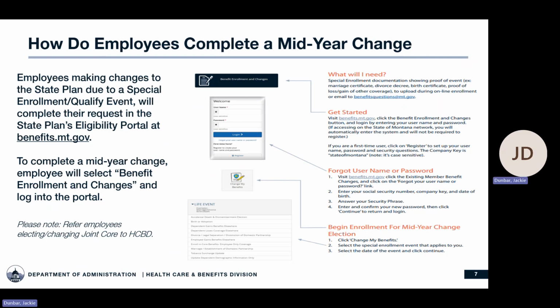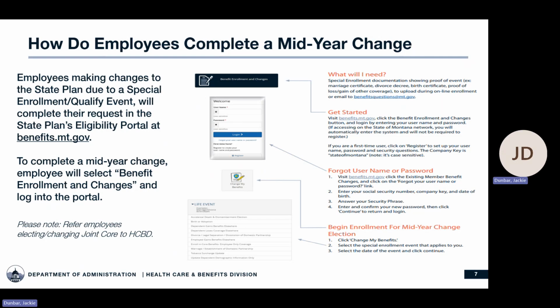Please note, refer employees electing or changing joint core to the Healthcare and Benefits Division. Employees signed into the State of Montana network will be able to access the portal without entering logon information, except for the Department of Justice employees, who will need to enter their CJ number and computer password.